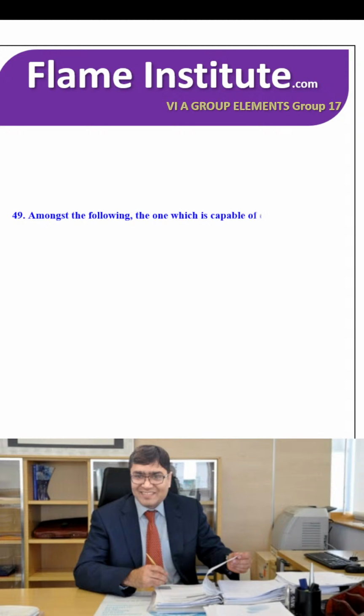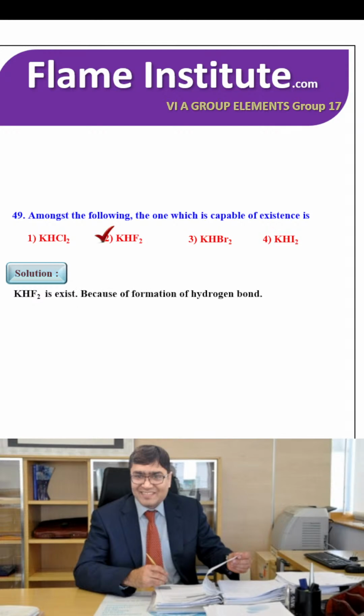Amongst the following, the one which is capable of existence is KHCl2, KHF2, KHBr2, KHI2. KHF2 exists because of the formation of hydrogen bonds, so KHF2 is the correct option.